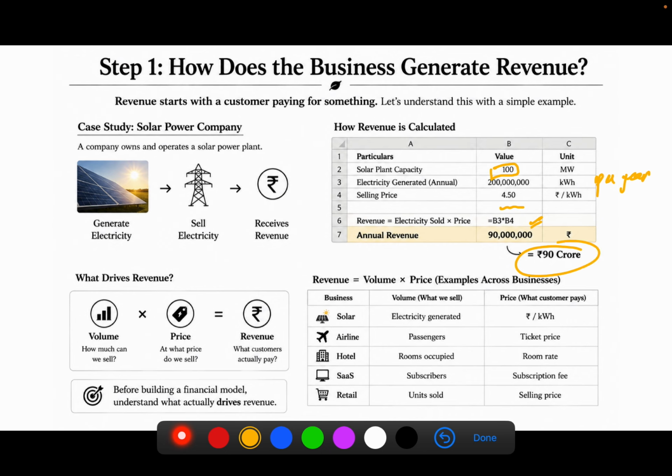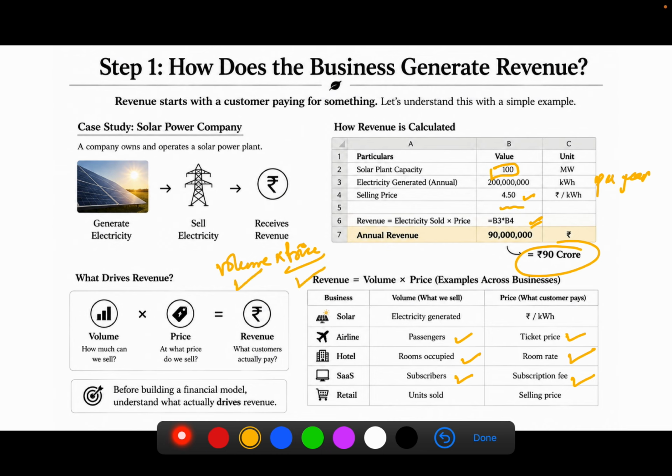And here is the most important concept. Revenue is generally driven by two things: volume and price. For a solar company, volume could be electricity generated and price is the tariff. For an airline, it's passengers multiplied by the ticket price. For a hotel, the number of rooms occupied multiplied by the room rate. For a SaaS company, subscribers multiplied by subscription fee. So before building a financial model, we need to understand one fundamental question: what actually drives the company's revenue? There must be some volume and there must be some price.